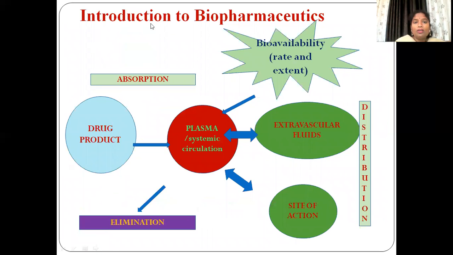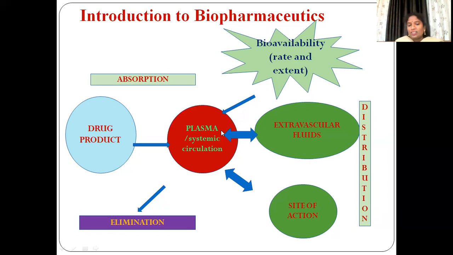Okay, coming to the introduction to biopharmaceutics, I will explain in detail. After administering the drug, that drug is nothing but the drug product. When we take the IV route, 100% of the drug is directly reaching the systemic circulation.